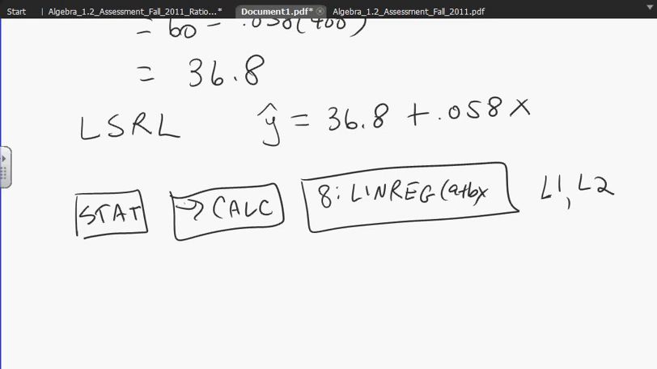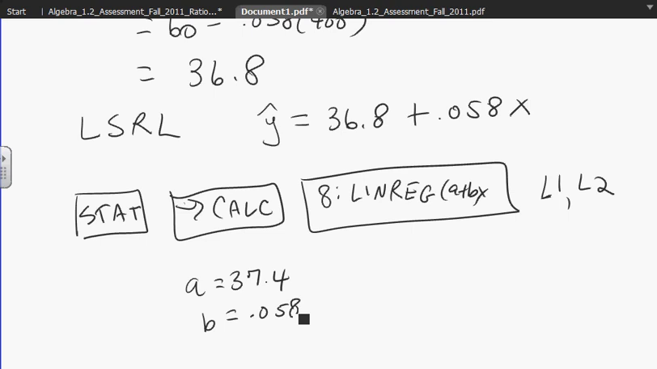My calculator gives me that A is 37.4. That's just a difference of rounding that we did. B is 0.058. Oh, we got pretty darn close on that one.